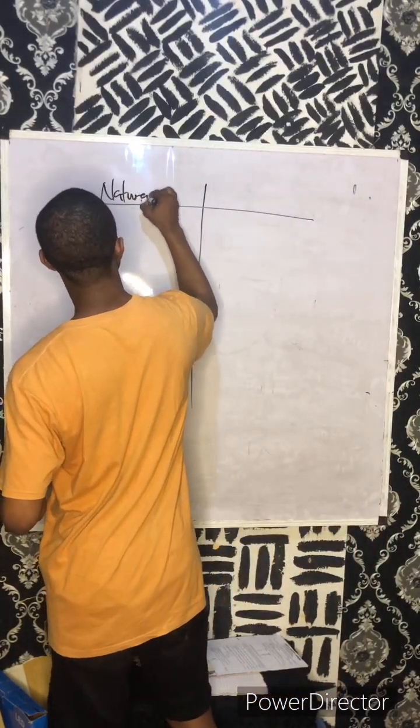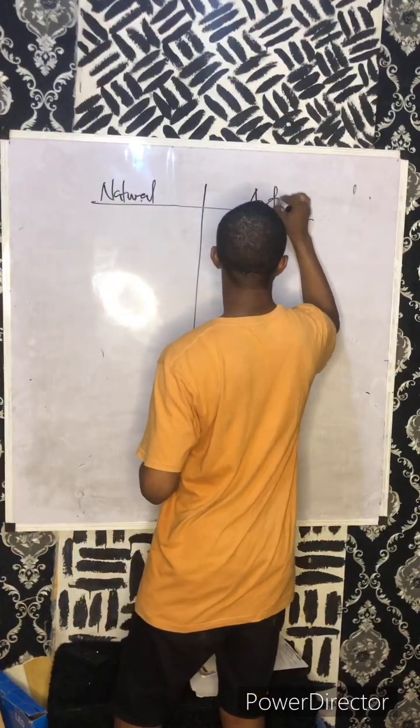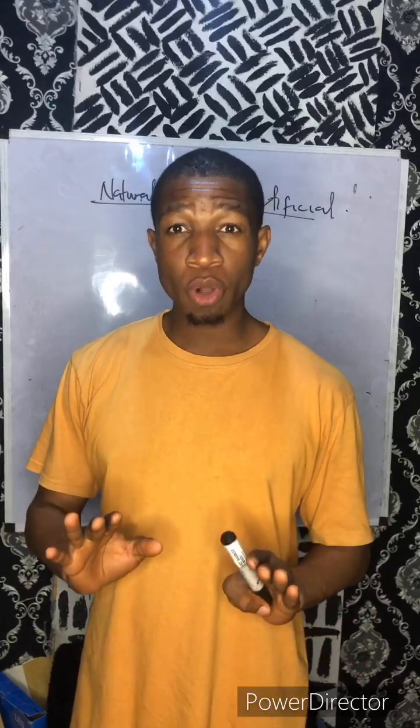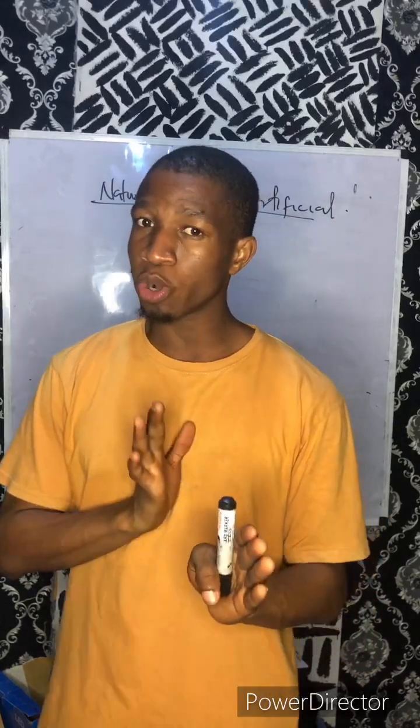Natural and artificial. Now, the best way I can explain this to you. Now, for natural. Natural is basically, how do I put it? Something that occurs naturally. It is disintegrating because it's unstable. Are you with me? The nucleus is disintegrating because it is unstable. It wants to become stable.